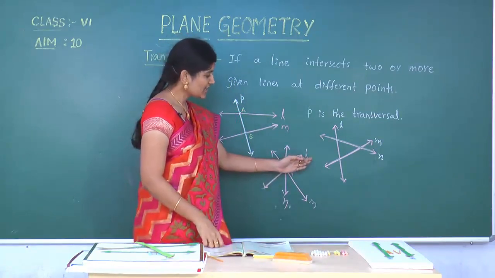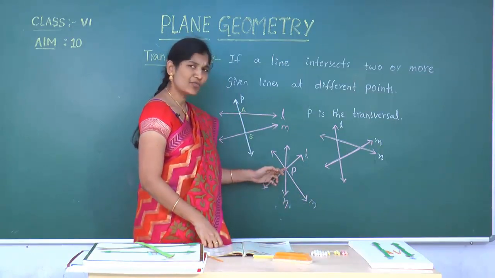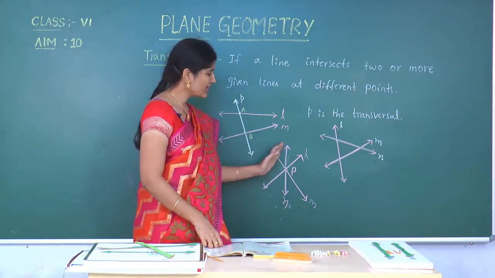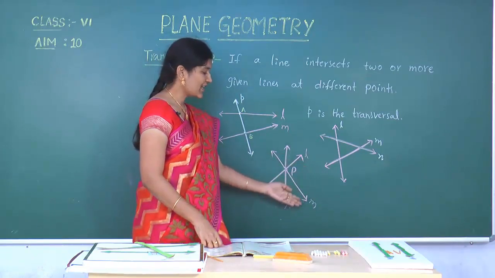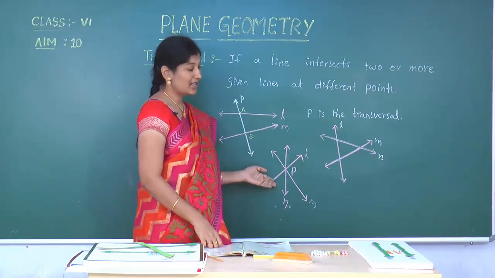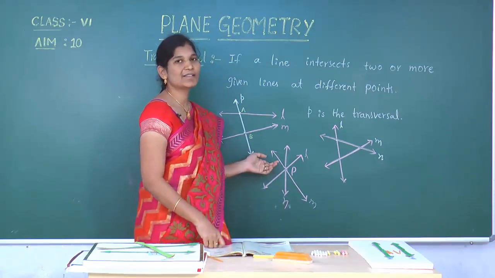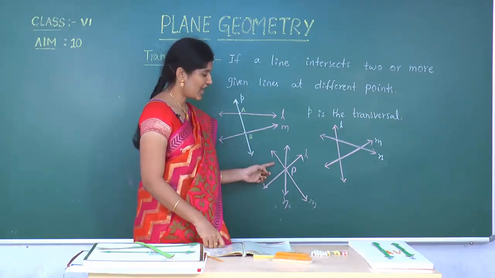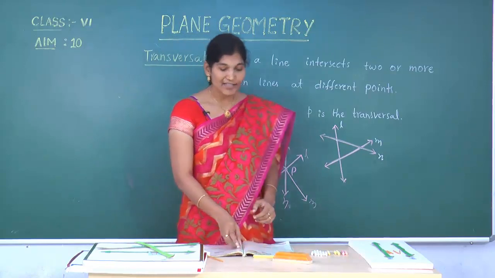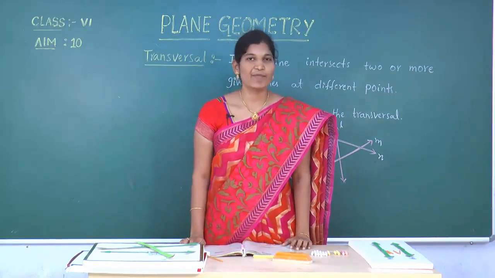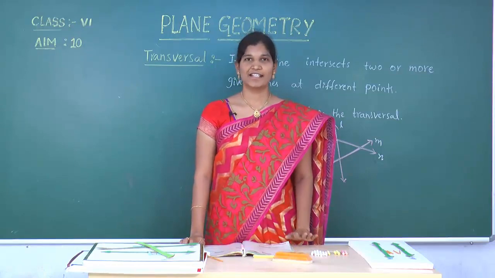Here see, each and every line is passing through one point only. So here we cannot say the transversal. So among these lines there is no transversal. This type of lines, as we already learnt in the previous aim, are called concurrent lines. And the last thing in this aim we are going to learn is what an intercept is.